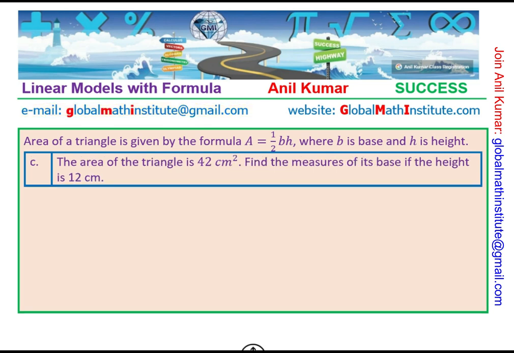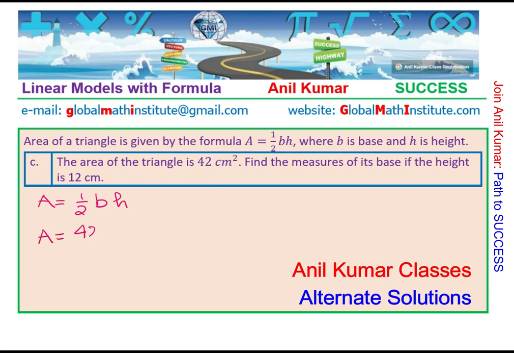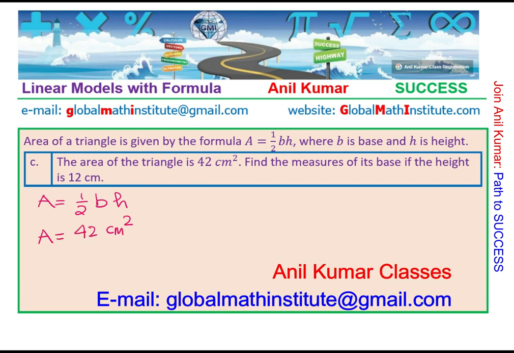Let's look into the last question, which is slightly tricky. It says, the area of the triangle is 42 centimeters square. So we are given the area. Find the measure of its base if the height is 12 centimeters. In this case, again, starting with the same formula, area is half base times height. This time we are given area is 42 centimeters square. And we need to find the measure of its base, right? If the height is 12.